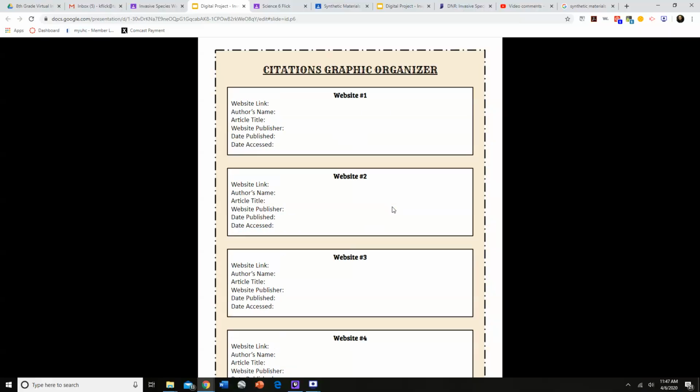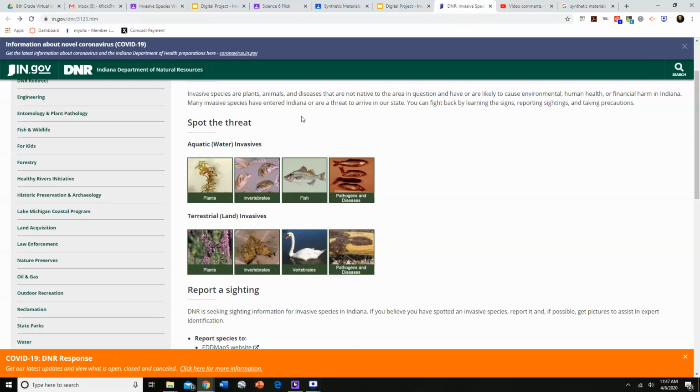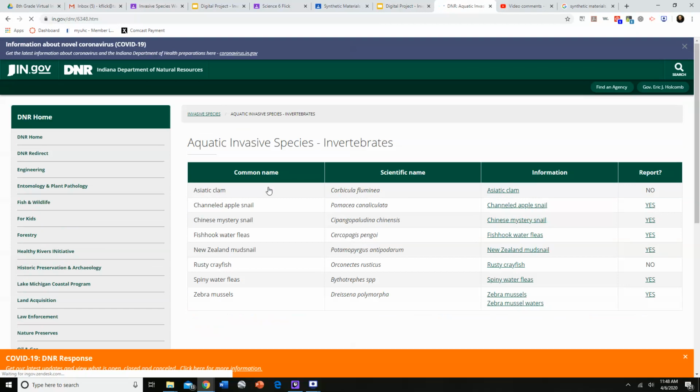Okay, so now let's take a look at the website. I've directly linked this on the assignment. What you should be able to do is just click on any of these things. They're organisms that live in water and organisms that live on land. This has a list of species in Indiana that are invasive. Let's look at invertebrates in water.